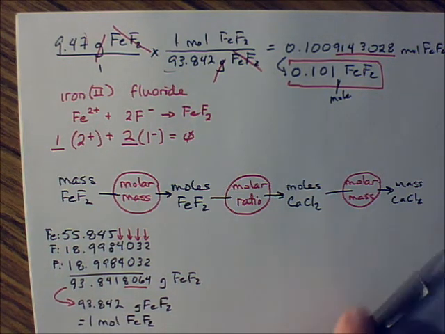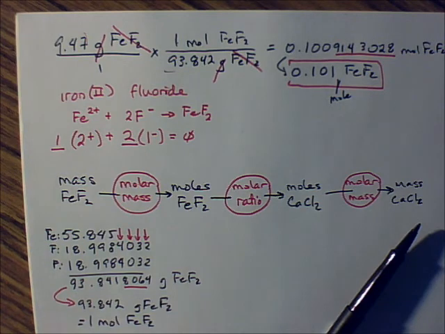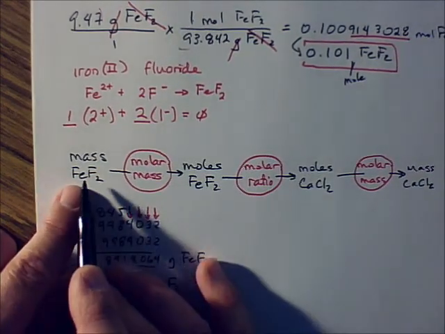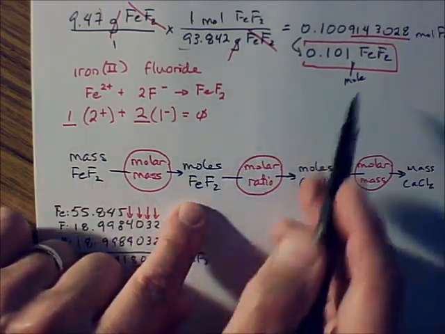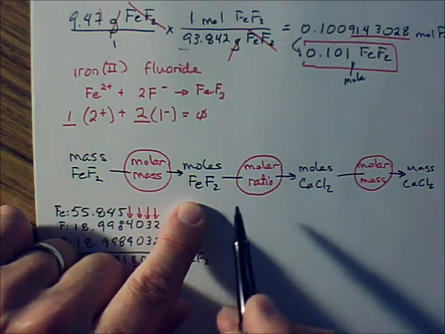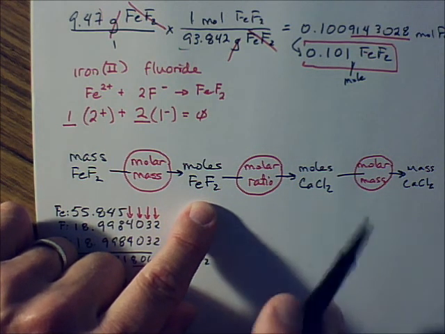Okay. So that's the first stage. Now we've got to go through the other 2 stages here. We've successfully gotten from mass of FeF2 to moles of FeF2. And now we're ready to go from moles of FeF2 to moles of calcium chloride.